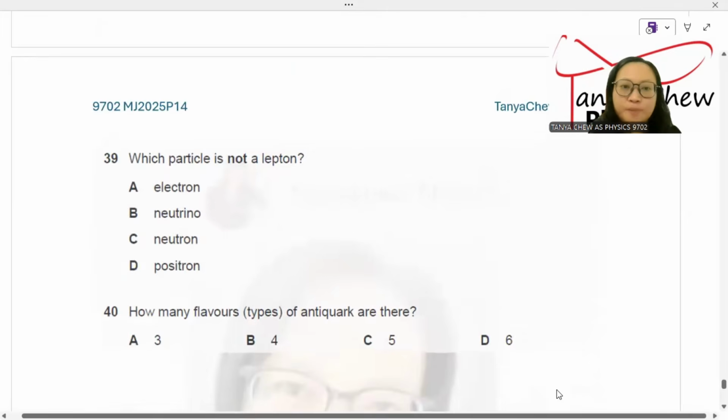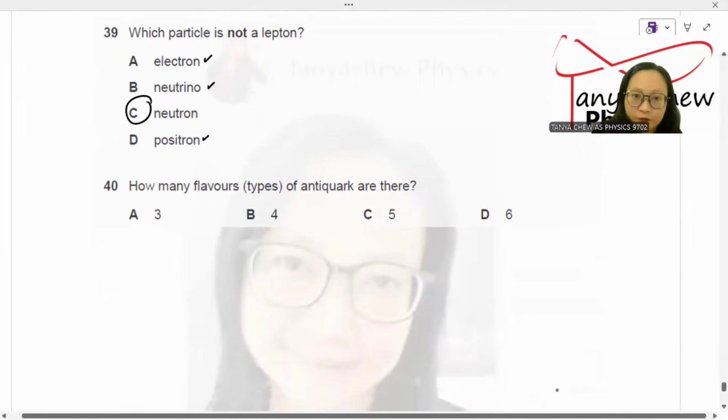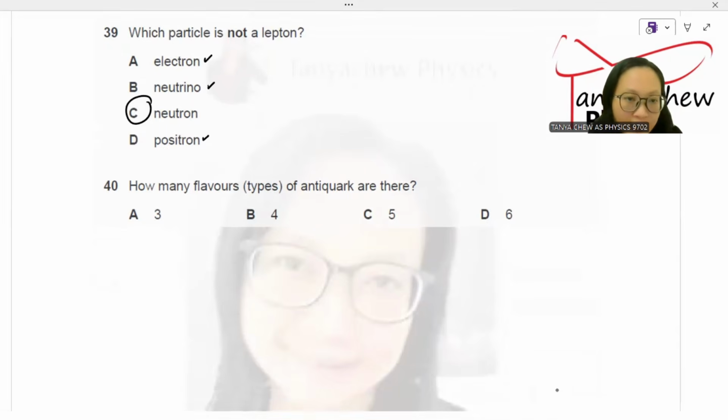Number 39, which particle is not a lepton? Electron, yes. Neutrino, yes. Positron, yes. Neutron is not a lepton because a neutron consists of 3 quarks: up, down, down quarks. Number 40, how many flavors or types of anti-quark are there? So you have anti-up, anti-down, anti-strange, anti-charm, anti-bottom, anti-top. 1, 2, 3, 4, 5, 6, altogether 6.